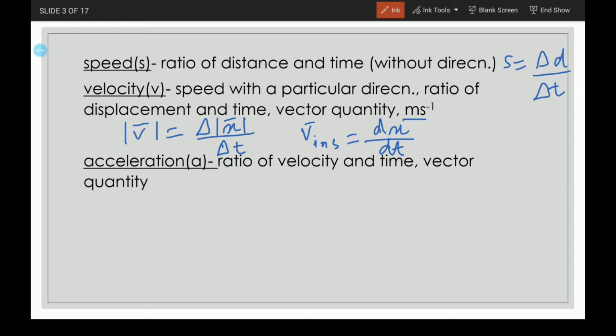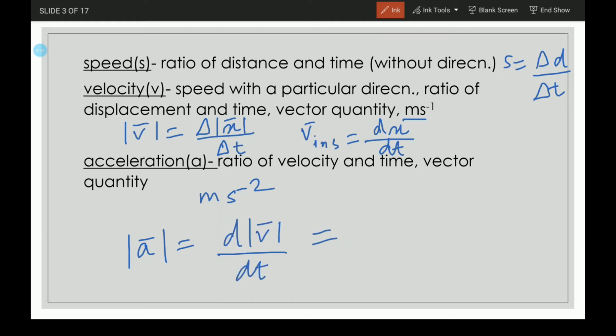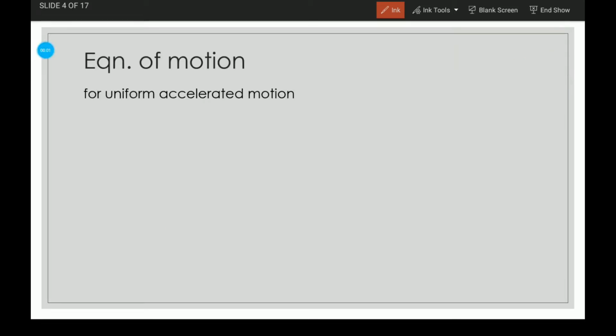Acceleration, or small a, it is the rate of change of velocity with time. This is also a vector quantity. Its SI unit is meter per second square. Now the magnitude of acceleration is given by dv by dt, or change in the magnitude of velocity upon change in time. Let us now talk about the equations of motion.